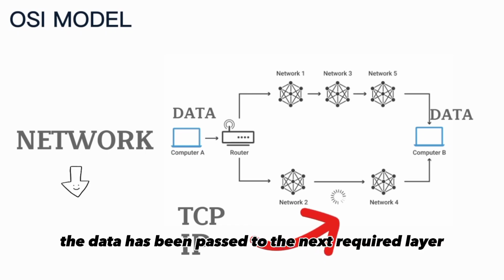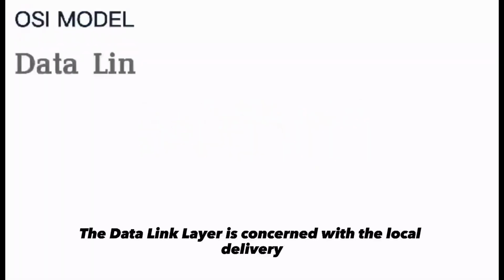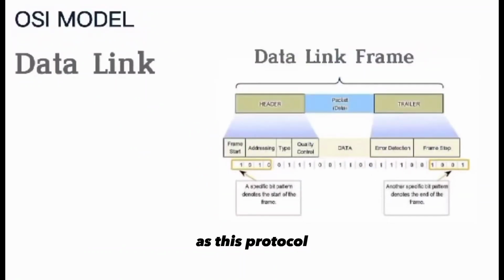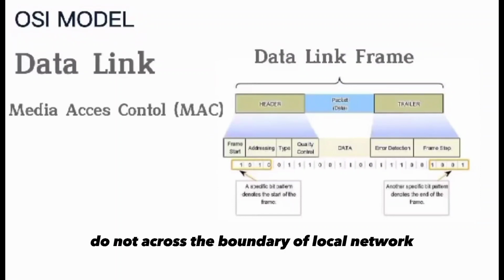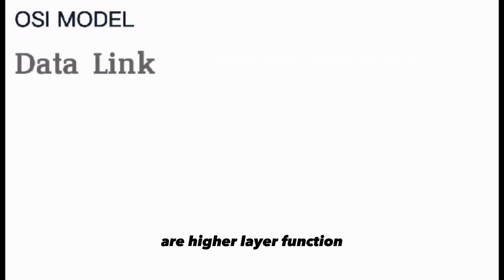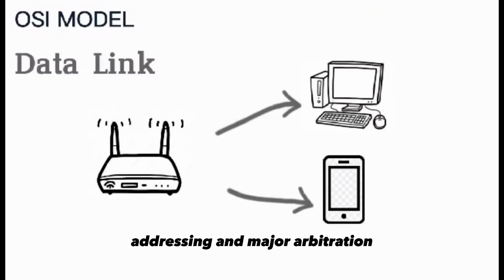The data is then passed to the next layer, which is the data link layer. The data link layer is concerned with the local delivery of frames between devices on the same LAN. Data link frames, as this protocol's data units are called, do not cross the boundary of the local network. Inter-network routing and global addressing are higher layer functions, allowing data link protocols to focus on local delivery, addressing, and media arbitration. This way, the data link layer is analogous to neighborhood traffic.